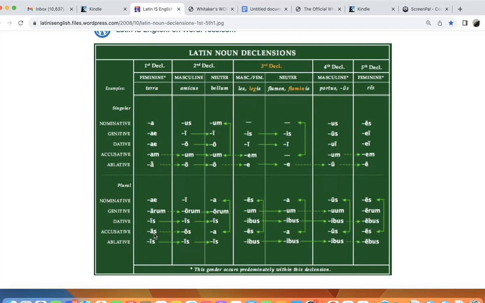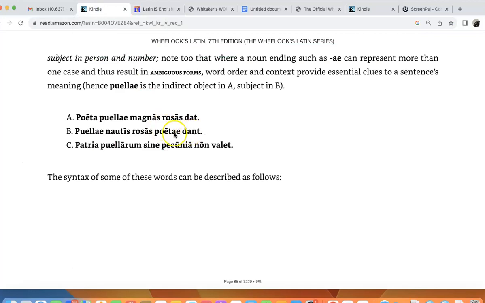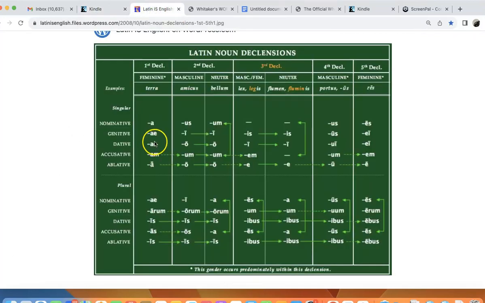You might want to write this down or keep a picture in your head as you're going through this. Again, if we were in the classroom, we would write this on the board, but you'll have to do it just in your own notebook. So roses, so are giving the roses. But then we have poetae, and that's telling us whose roses are they? Of the poet, or the poet's roses. But then we have the nautis.